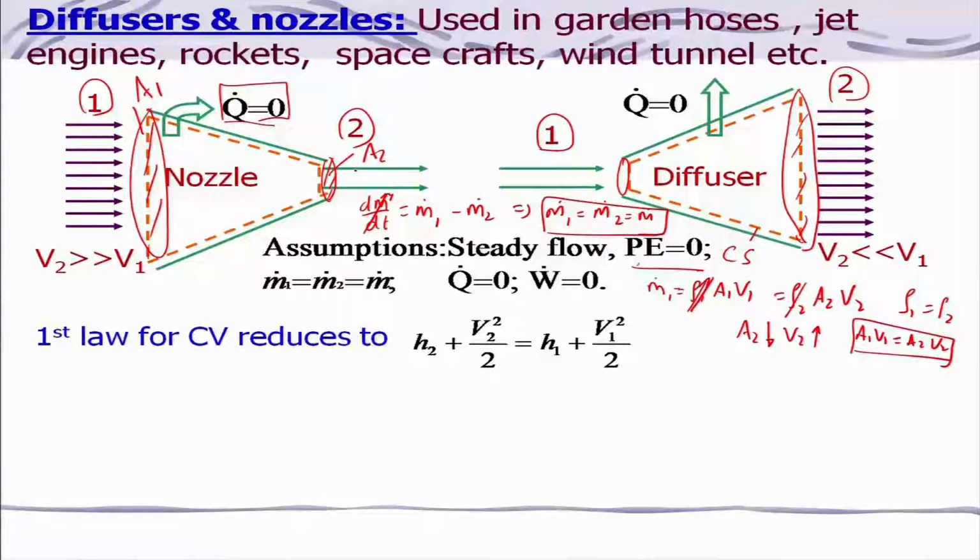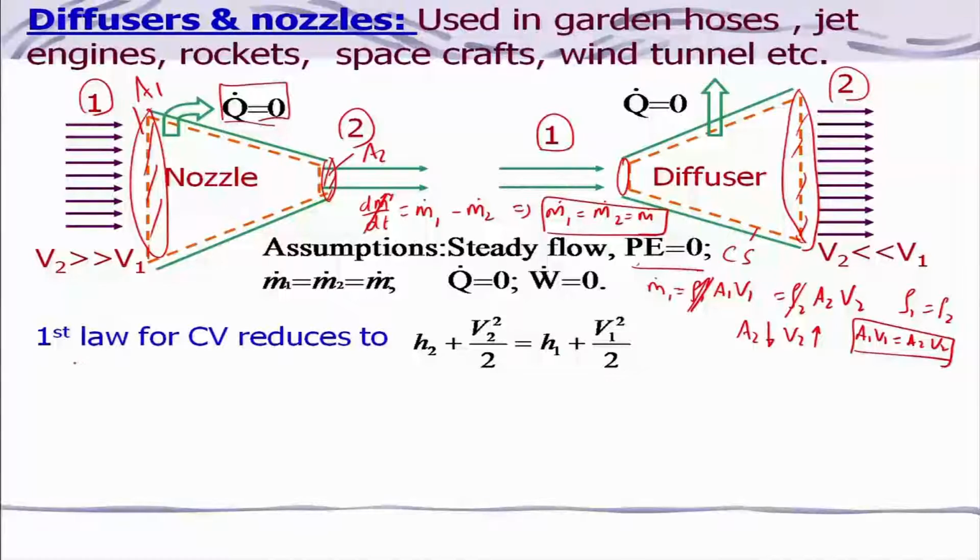be getting is the enthalpy at station 2 plus V2 square divided by 2 equal to H1 plus V1 square divided by 2. How are we getting this? Any idea? We have already seen it equation-wise, and this is a steady flow process.